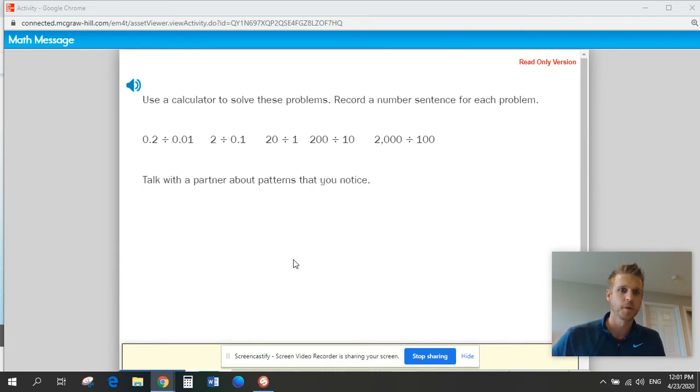We're going to start with this math message. It says, use a calculator to solve these problems. Record a number sentence for each problem. So just take a second, pause it for a second, and do 0.2 divided by 0.01, then do 2 divided by 0.1, and so on. You can stop it if you need.